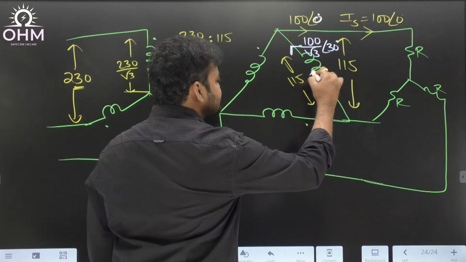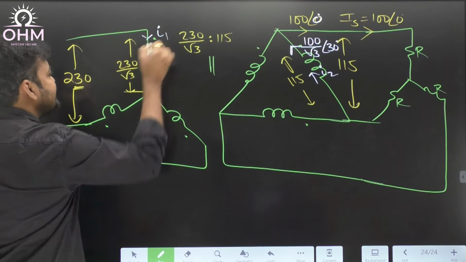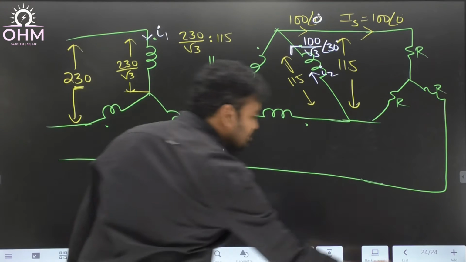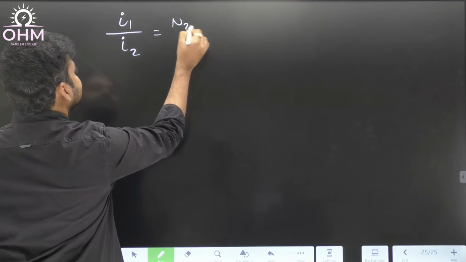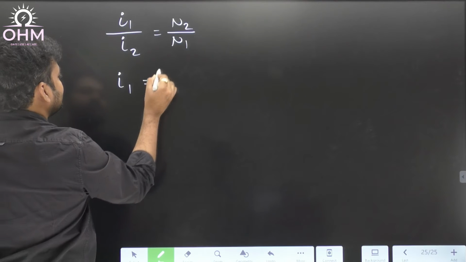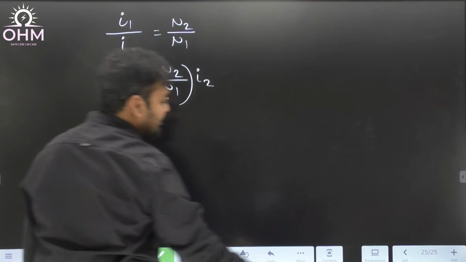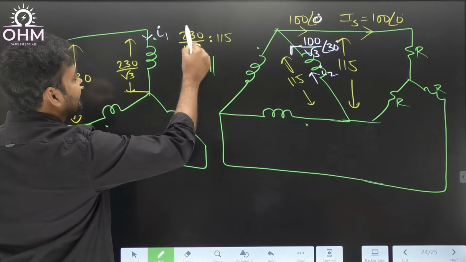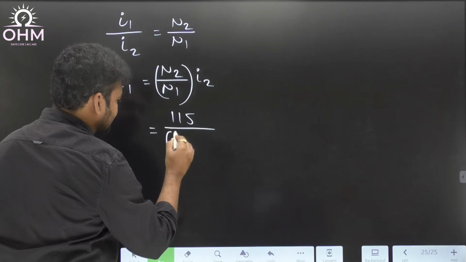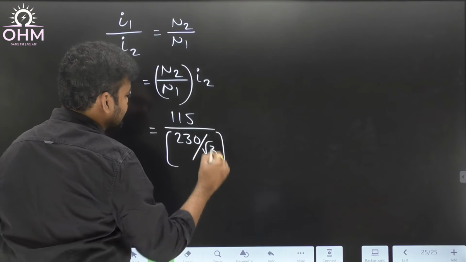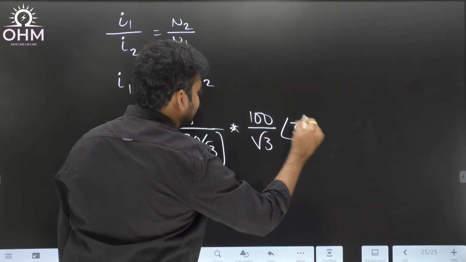Imagine this phase current is equal to I2, secondary side. I am assuming primary side phase current is equal to I1. What is the ratio we know? I1 by I2 is always equal to N2 by N1. From this, I1 is equal to N2 by N1 times I2. What is N2 by N1? N2 by N1 means 115 divided by 230 by root 3. And what is I2? 100 by root 3 at an angle 30 degrees.